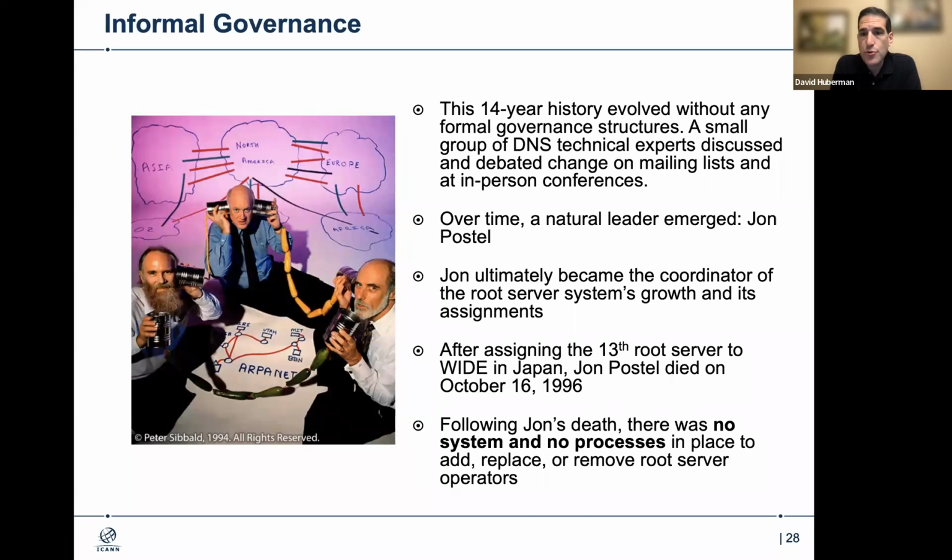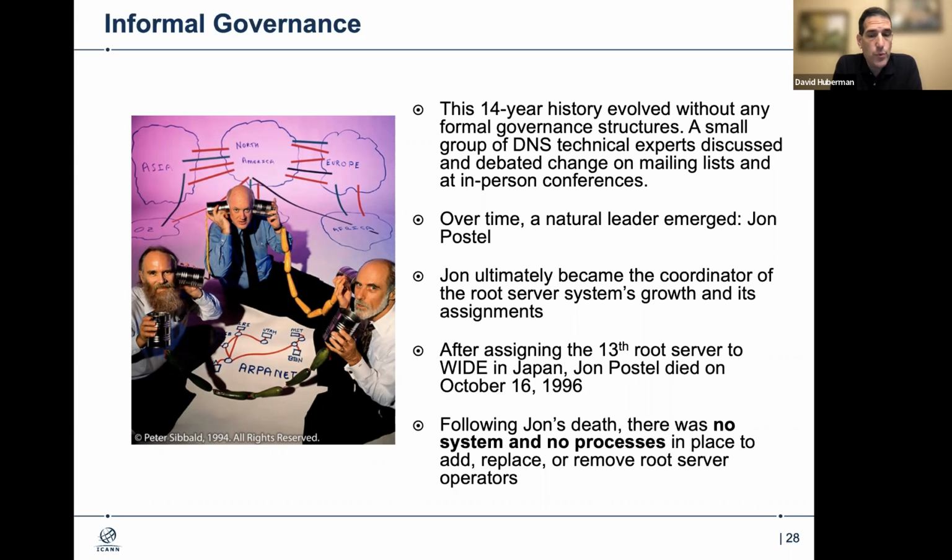And over time, a natural leader emerged. He's the gentleman pictured on the left with the big beard. That's John Postel. And John Postel really became the coordinator of the root server system and what root labels were assigned to whom, okay? And after he assigned the 13th root server to the WIDE project in Japan, he did so in 1996, and it turned on in 1997. But after he made that assignment, he actually died.